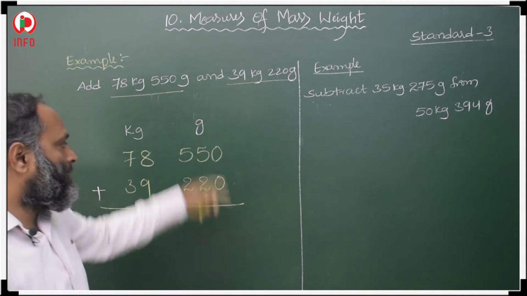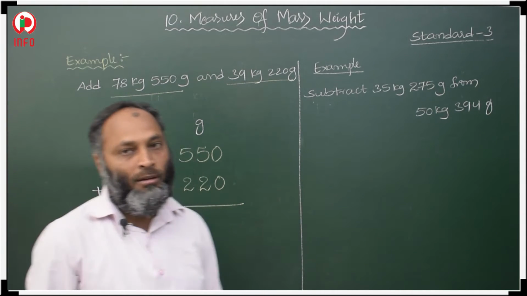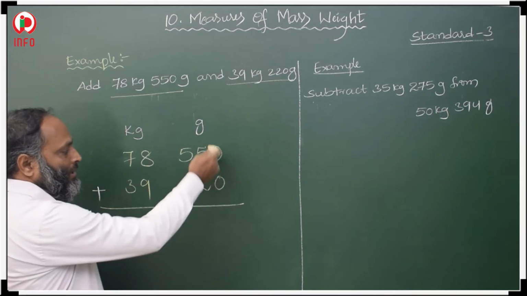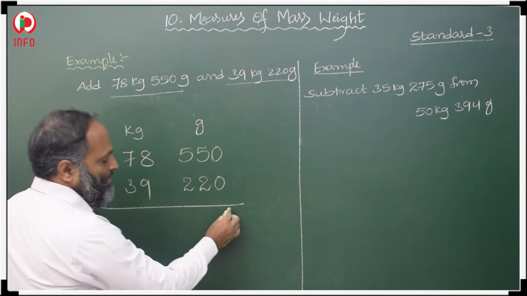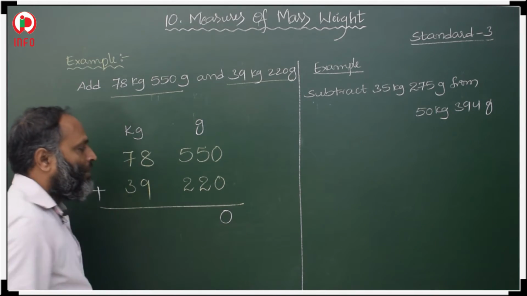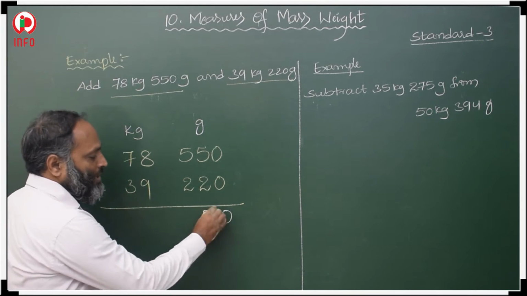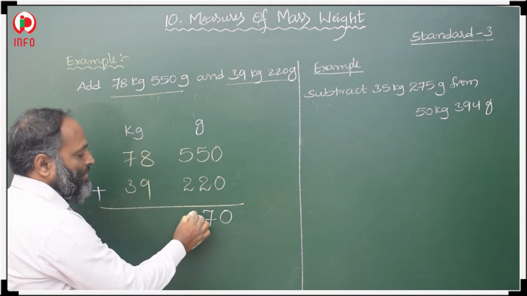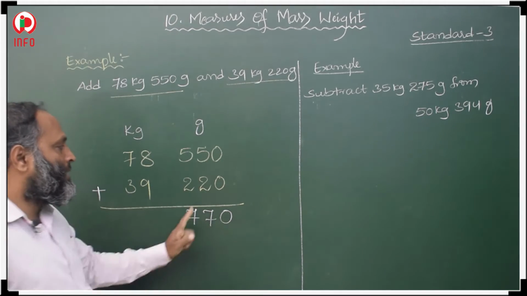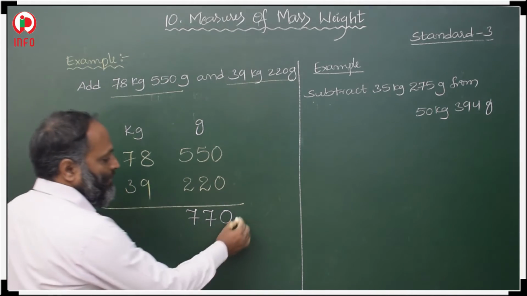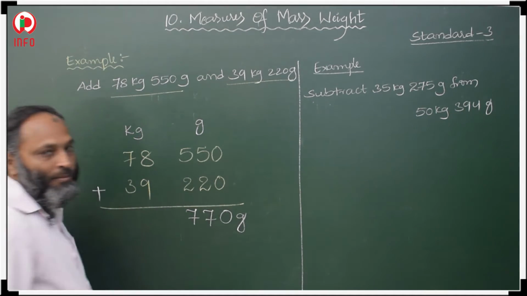How to add? First we add grams, the smaller units, so that is from the extreme right. 0 plus 0 is 0. 5 plus 2 is 7. So we get 770 grams.